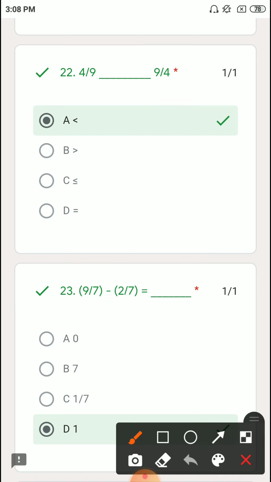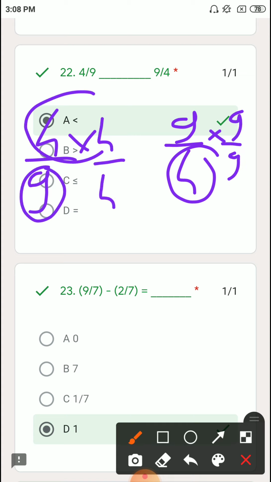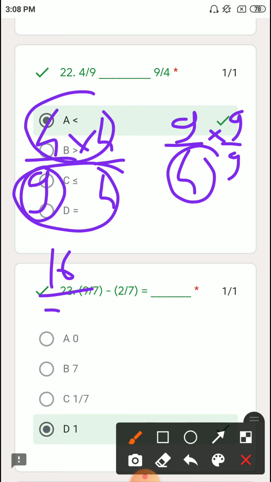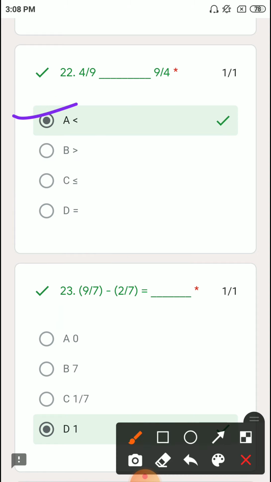Otherwise we can take the LCM. Here 4 by 9, here 9 by 4. Take the LCM: we multiply and divide this one by 4, and this one by 9. So 4 4s are 16, 9 4s are 36, 9 9s are 81, 9 4s are 36. Now the denominators become the same. Now check the numerator. 81 is the bigger number, so greater than. So 9 by 4 is greater than 4 by 9, and we need to use this sign. So option A is correct.